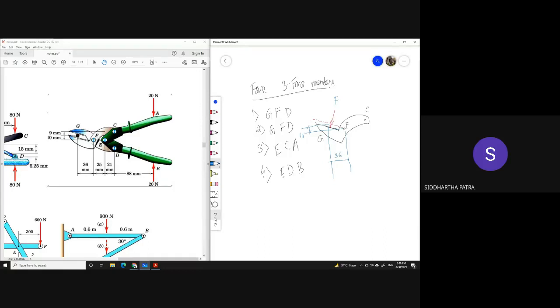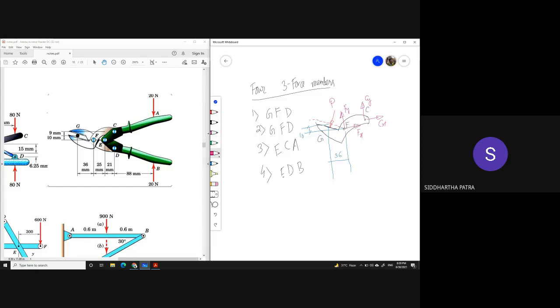Okay. Let's call it something else. Let's call it P, being applied for cutting. Okay. Now at F, because it's a pin joint, you can expect Fx and Fy. At C, you can expect Cx and Cy. Four unknowns, right? So you have four unknowns and three equations of equilibrium.